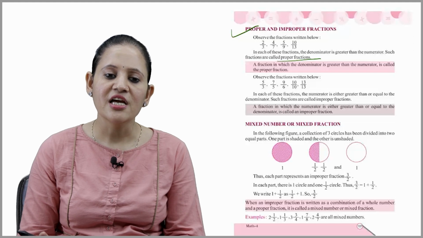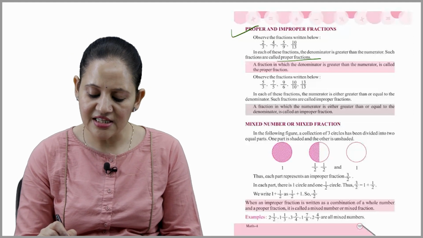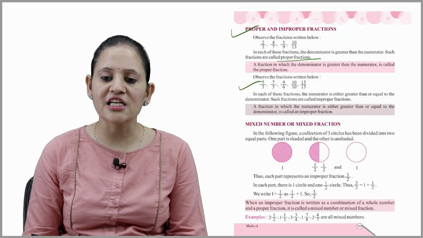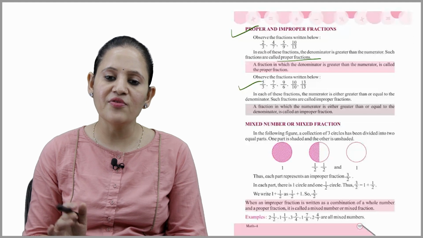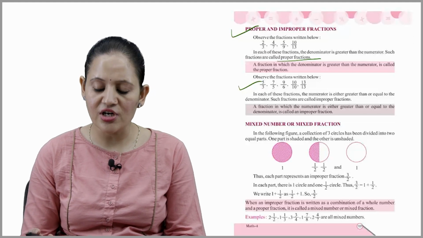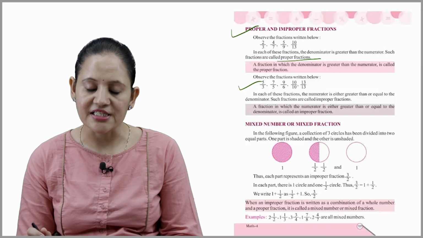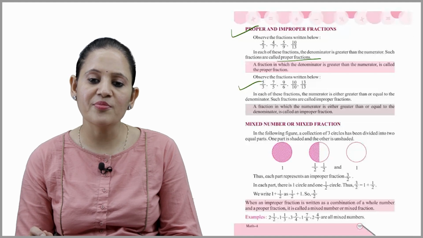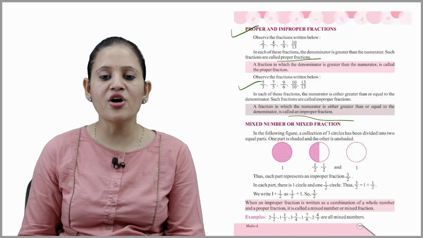Observe the fractions written below. 5 upon 3, 7 upon 5, 9 by 6, 10 by 10 and 13 by 13. So in each of these fractions, the numerator is either greater than or equal to the denominator. ये तो या तो numerator, denominator के equal है या उससे greater है. Such fractions are called improper fractions. ऐसे fractions को हम कहते हैं improper fractions. Clear? So a fraction in which the numerator is either greater than or equal to the denominator is called an improper fraction. Next is mixed numbers or mixed fractions.